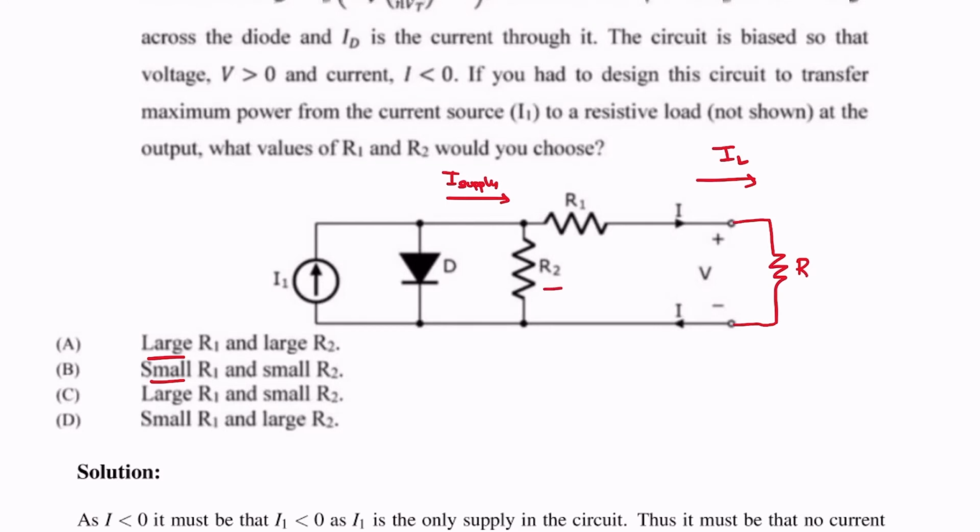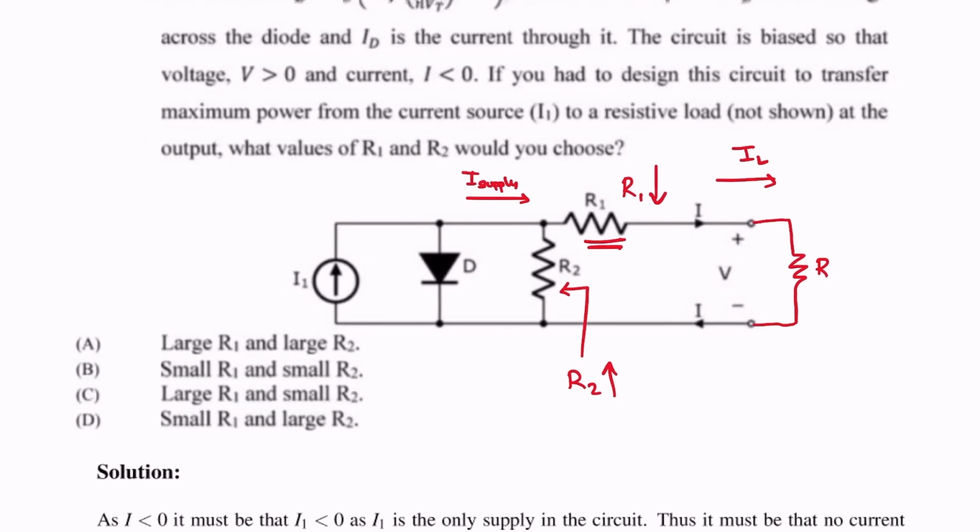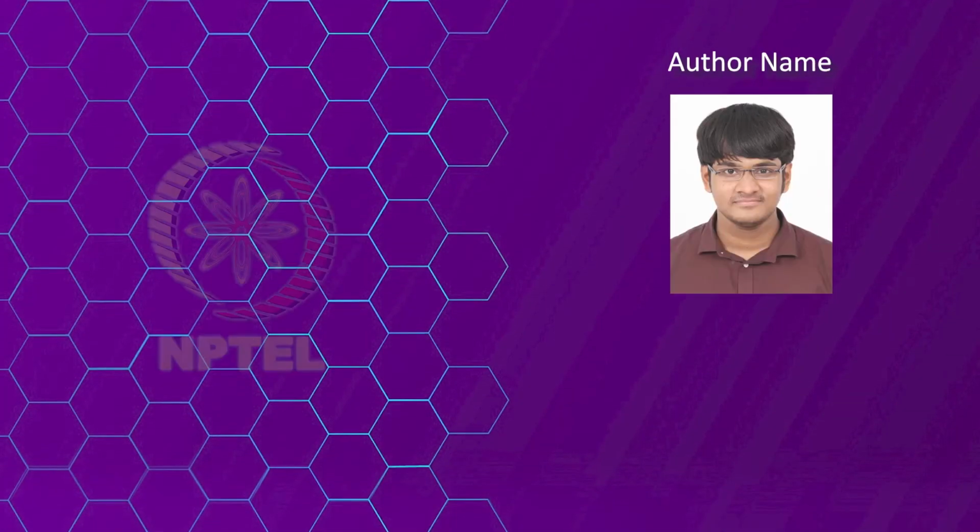So to minimize the amount of current in this branch, we would have to choose R2 large, and of course to minimize the I squared R1 drop across this resistor, we would minimize R1. So the value that we need is large R2 and small R1, right? So the answer that we need is option D.